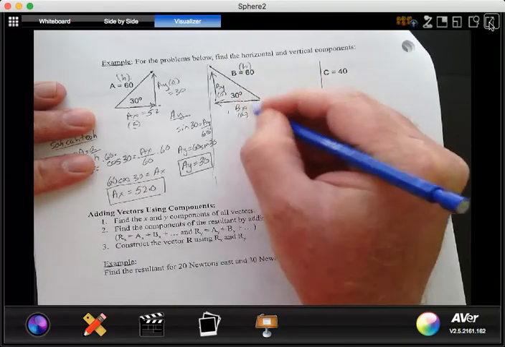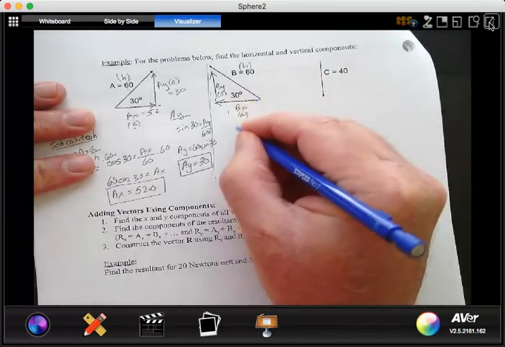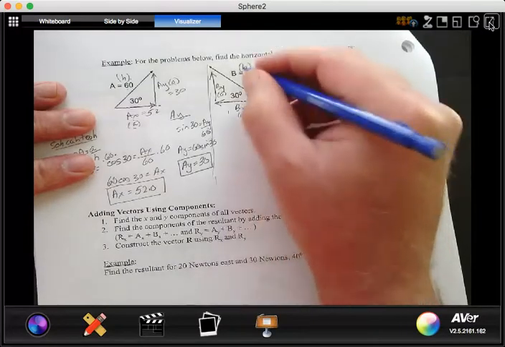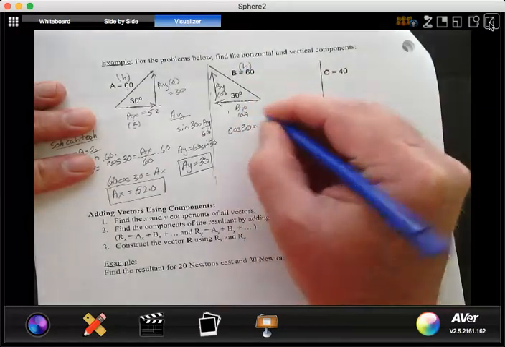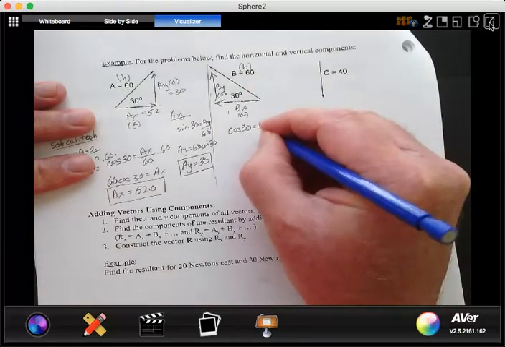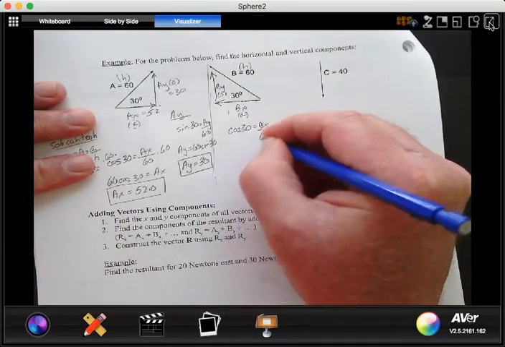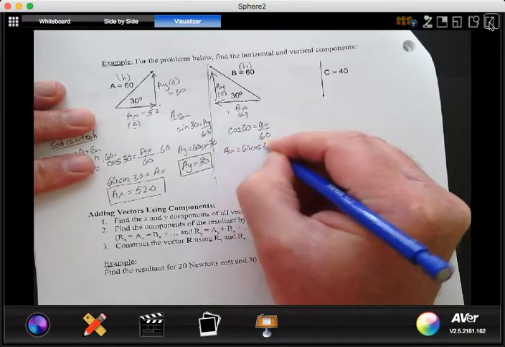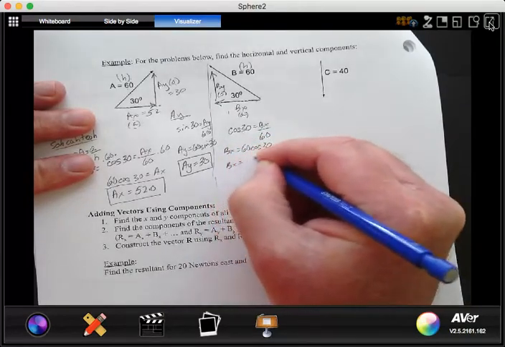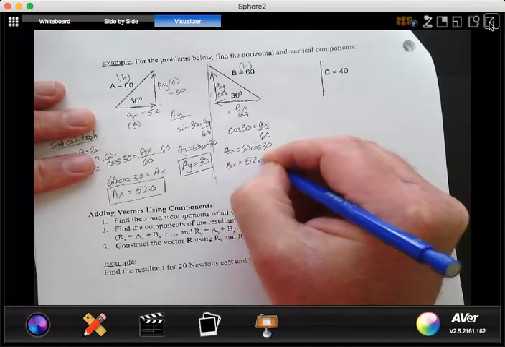Here's my hypotenuse. Okay, so I'm going to skip some steps, but I know that for the adjacent side, since I have the hypotenuse, adjacent hypotenuse is cosine, so COTOA, right? Cosine is adjacent over hypotenuse. So cosine of 30 is equal to the adjacent over the hypotenuse. BX is 60 cos 30. BX is equal to, put that in my calculator, I get 52.0.